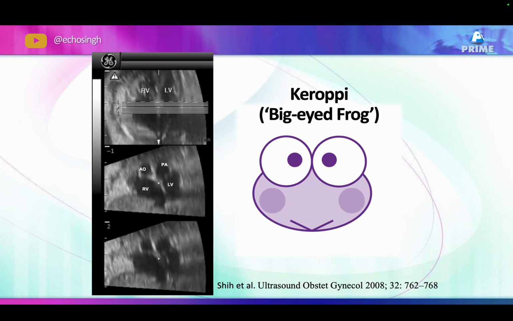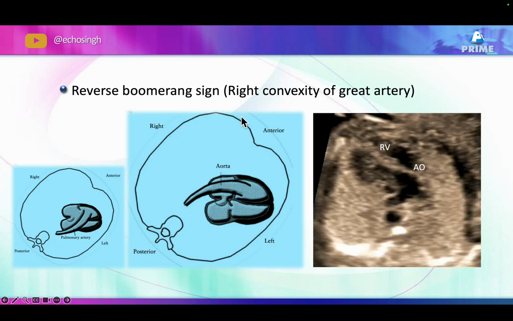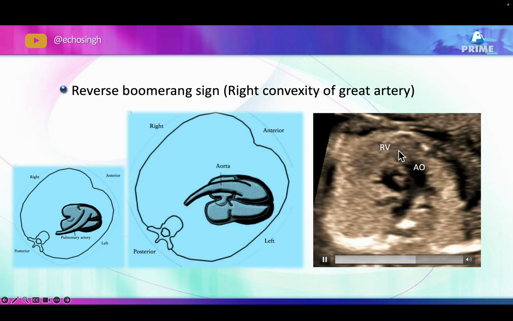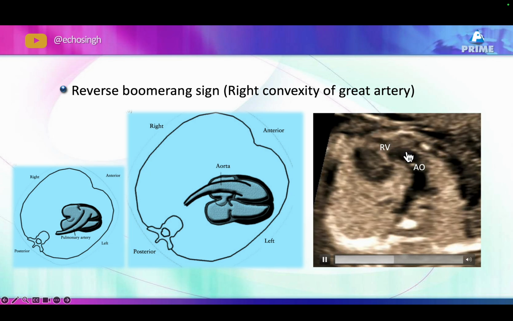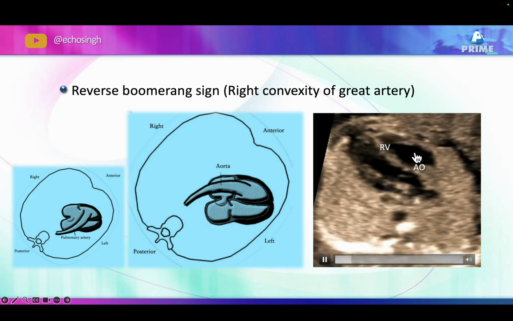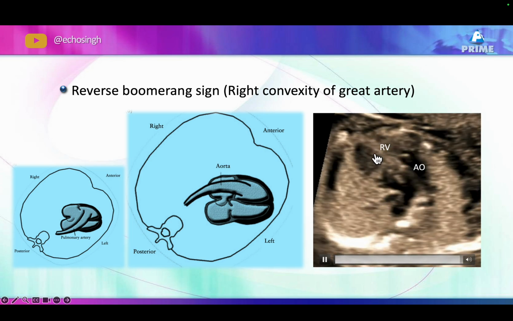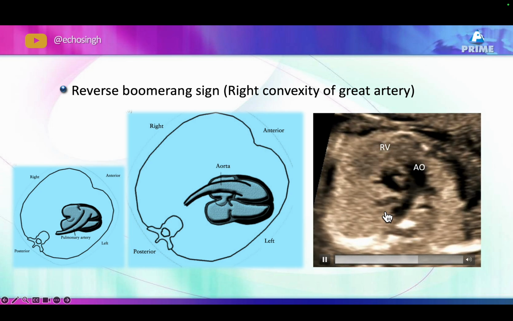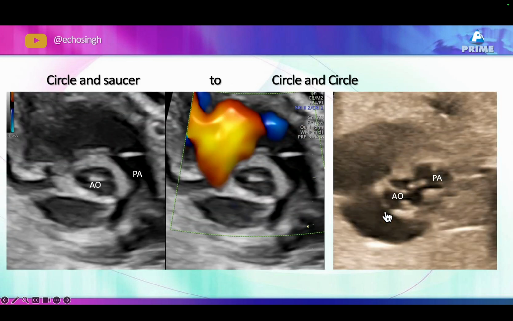If you use 3D frequently, then a very novel sign is that you see a frog eye sign on a 3VT once you have a TUI in this section. The reverse boomerang sign is that you see the aorta coming from the RV, the vessel coming from the RV goes towards the right side and it is angled like this. Rather than coming from the RV, the pulmonary artery would go on the left side. So this is called a reverse boomerang sign.